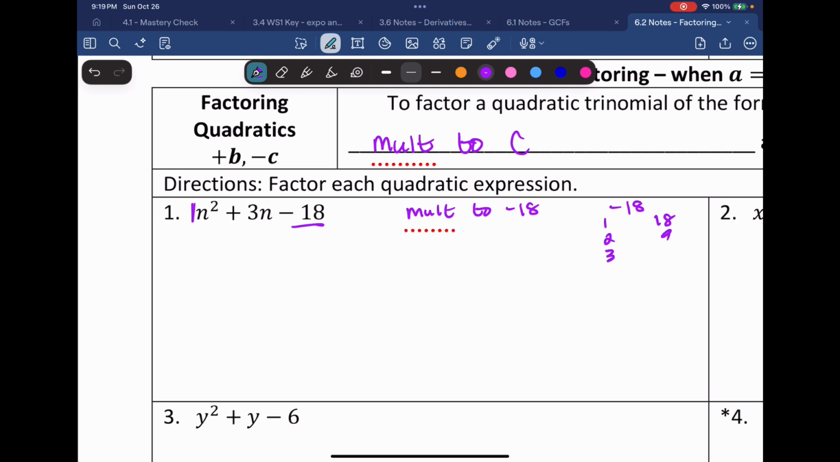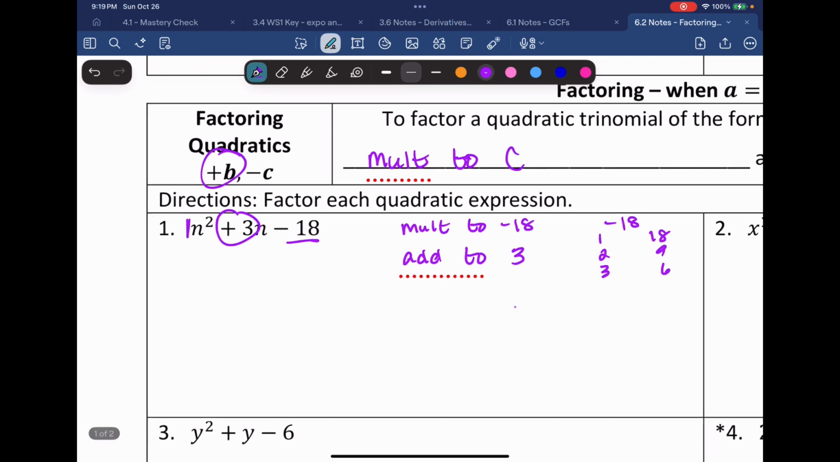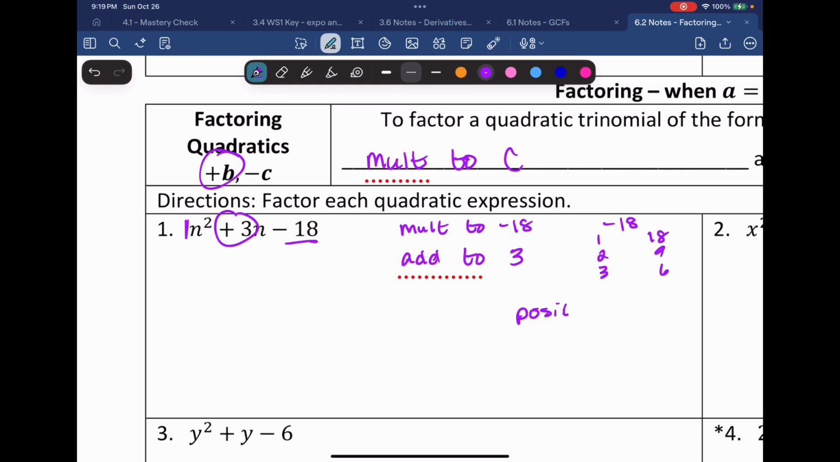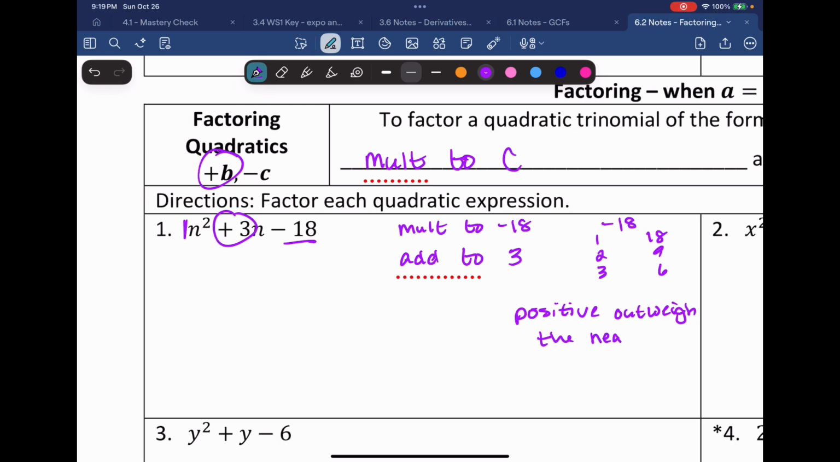Okay, so the problem is it's multiplying to be a negative 18, which means something has to be negative. One of your factors has to be negative. But it also has to add to 3. So that is a positive B. For that to work, the positive has to outweigh the negative, which means your big factor is the one that stays positive. Your little factor is the one that's negative.